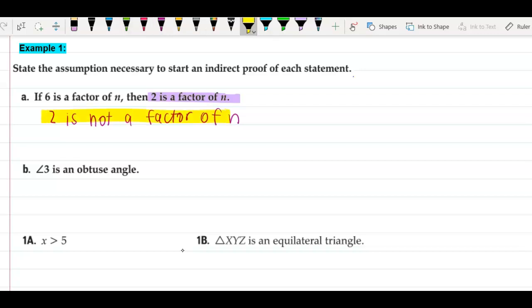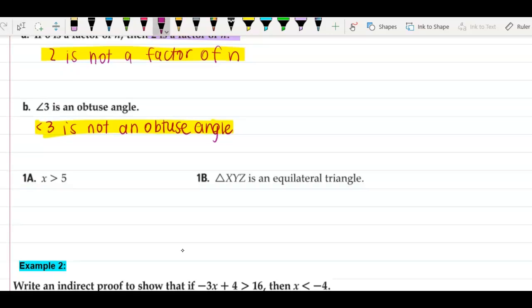We're literally just finding the complete opposite. Whatever it says, we're either putting not in there or changing symbols. If it's equal to, it's going to be not equal to. If angle 3 is an obtuse angle, we want to make sure that it's not an obtuse angle in our conclusion. So we would say angle 3 is not an obtuse angle, because if it's not obtuse, it could be right, acute, or a straight angle, a whole bunch of things. We just don't want it to be obtuse.